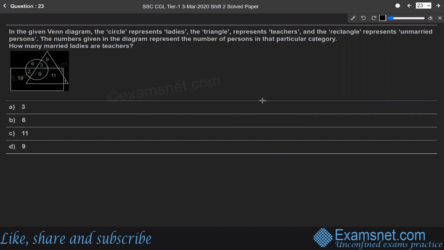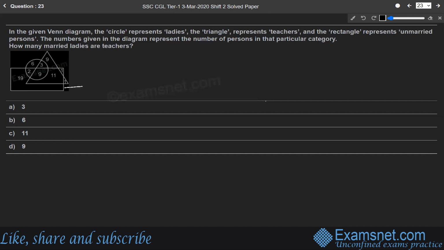What is a Venn diagram? In simple words, a Venn diagram is an illustration that uses circles or different kinds of shapes to show us the relationship between different categories or items. So here you can see that the different shapes are triangle, circle and rectangle, and they show us the relationship about the ladies, teachers and unmarried persons. It means how all these three categories are related to each other.